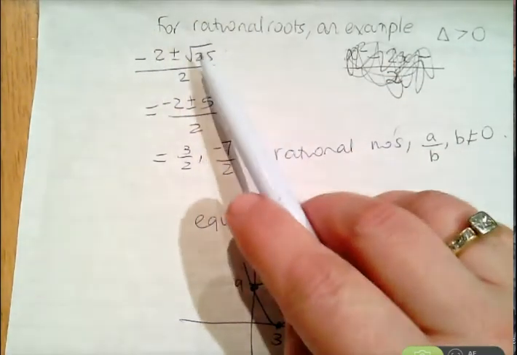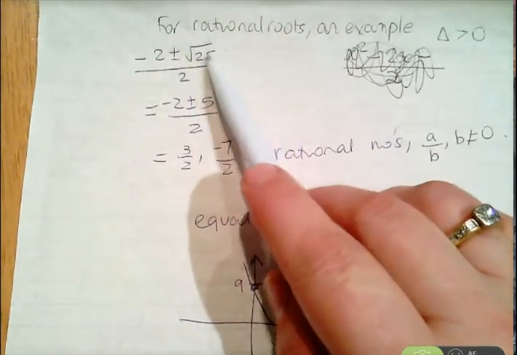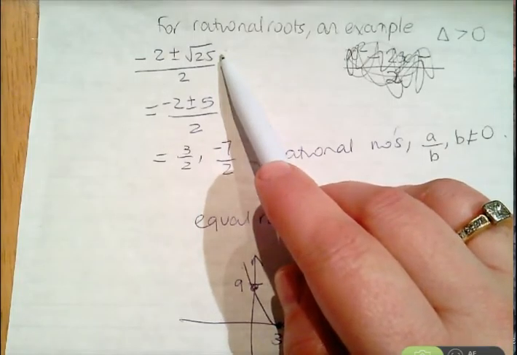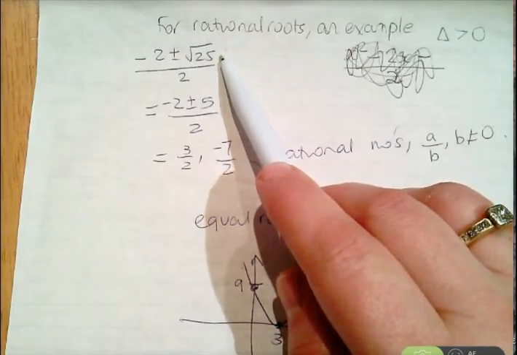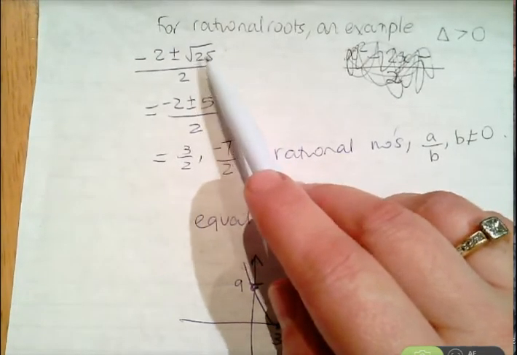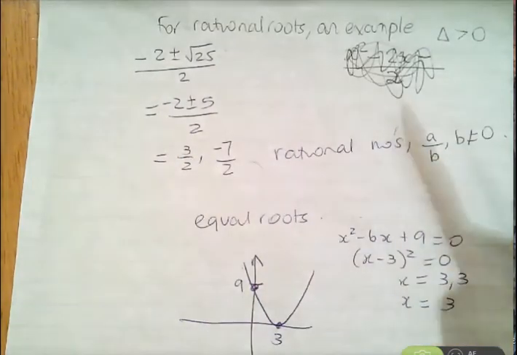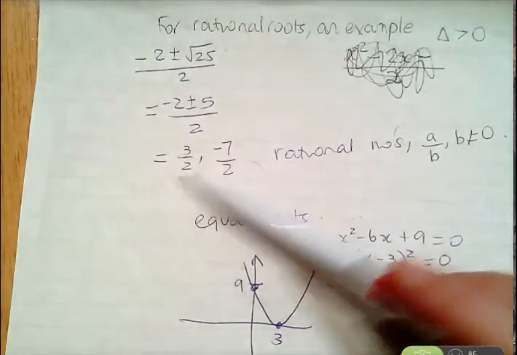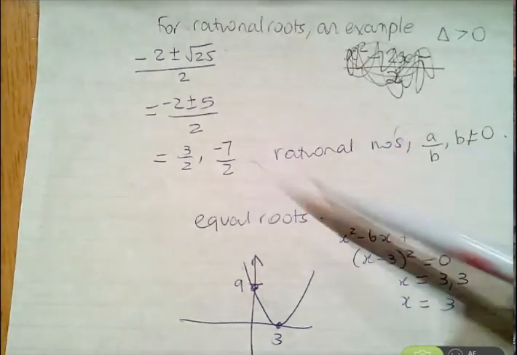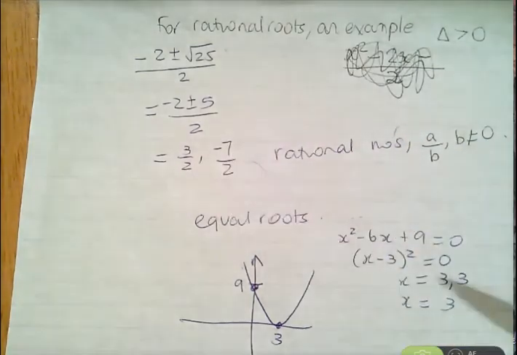So if you've got discriminant greater than 0 and a square number, such as 25 or 36 or 16 or 9 underneath the square root sign, then you can square root that square number to get a whole number, and therefore your 2 roots will either be whole numbers or fractions. And they will be rational because they can be written in fraction form.